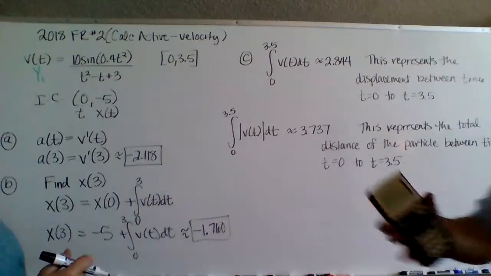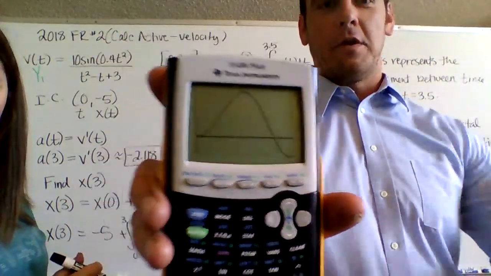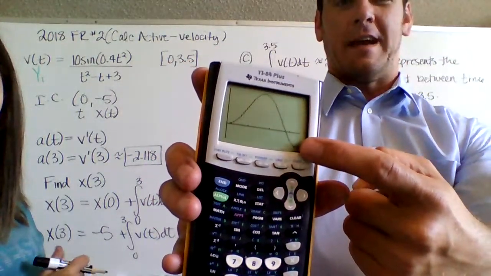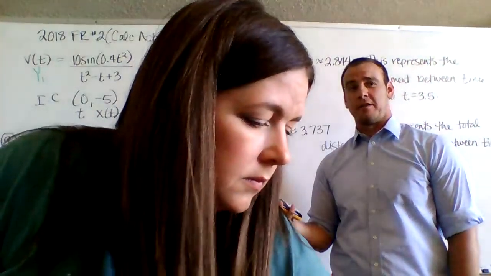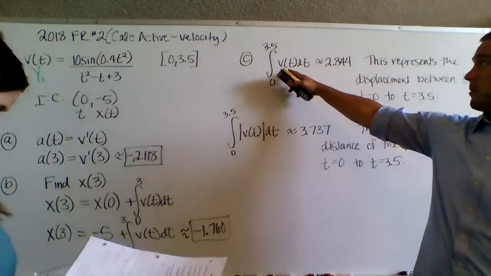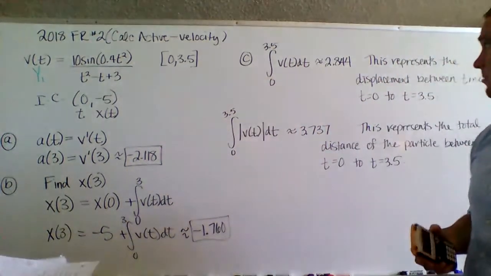A couple things. So this actually is the graph of velocity. Okay, so here we've got a portion that's above the x-axis. Here we've got a portion below the x-axis. So remember, if velocity is always above the x-axis, these would be the same, and you wouldn't have to take the absolute value. So it's just one thing to keep in mind there.